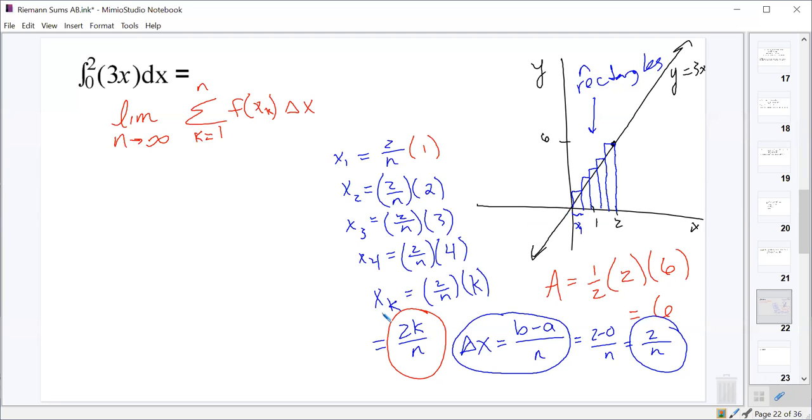So all of these x sub 1, 2, 3, 4, x sub k's, they're all distances from the origin, because that's what we have to plug into our function. We have to find f of x sub k to find the height of the rectangle, right? So the width of the rectangle is the delta x of each one. The height of each one is f of how far over we've gone from the origin.